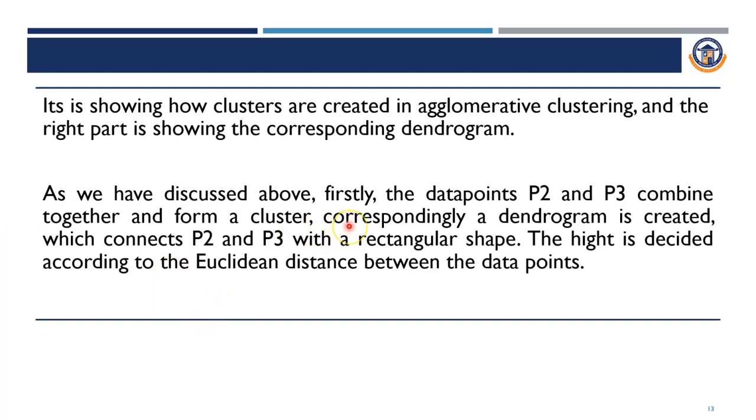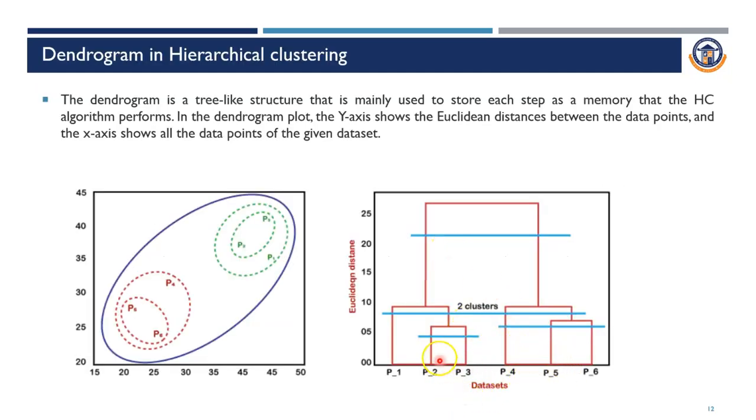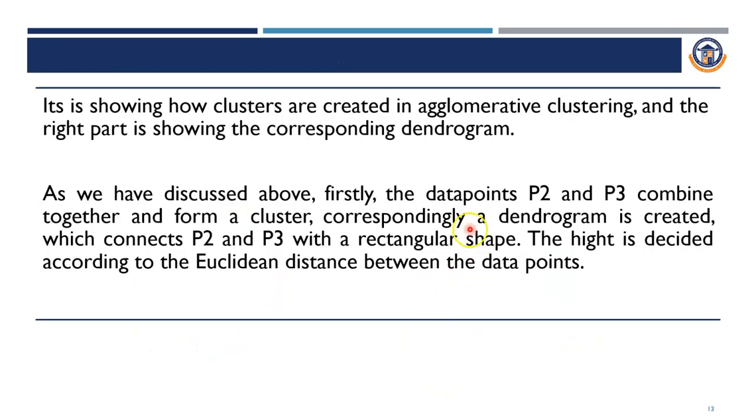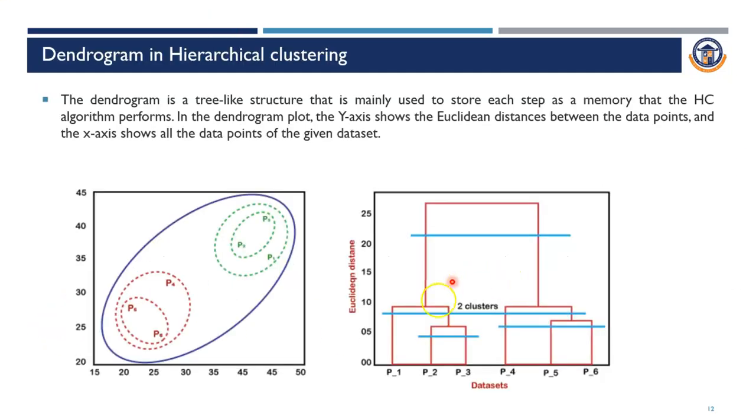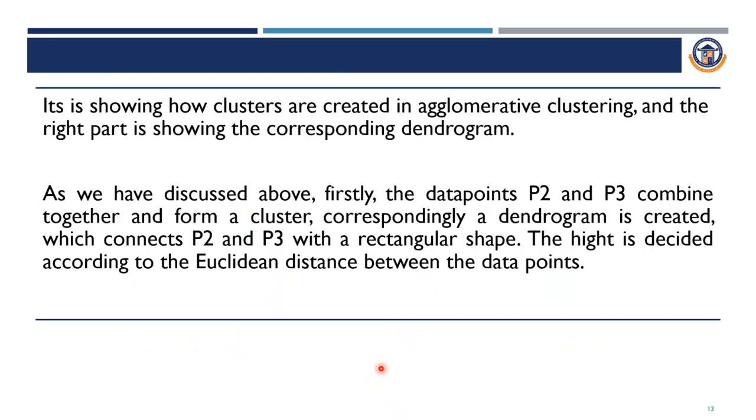As we discussed above, firstly the data points P2 and P3 combine together and form a cluster. See the diagram. P2 and P3 are combined first, merged, and then the next cluster is combined. The corresponding dendrogram is created which connects P2 and P3 with a rectangular shape. The height is decided according to the Euclidean distance between the data points. So the height depends on the Euclidean distance.